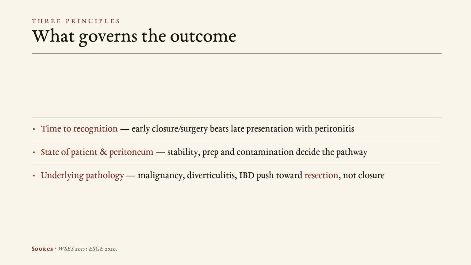Three principles govern outcome and they organize this talk. First, time to recognition. A perforation closed or operated within hours does far better than one that presents late with peritonitis. Second, the state of the patient and the peritoneum. Stability, preparation, and contamination decide the pathway. And third, the underlying pathology at the site. Malignancy, diverticulitis, or inflammatory bowel disease, which pushes management away from simple closure and toward resection.